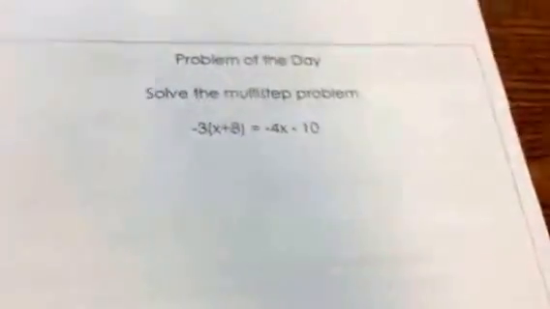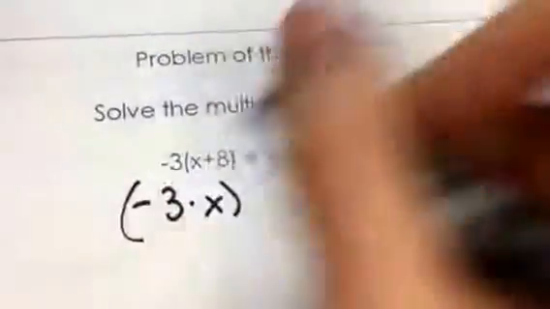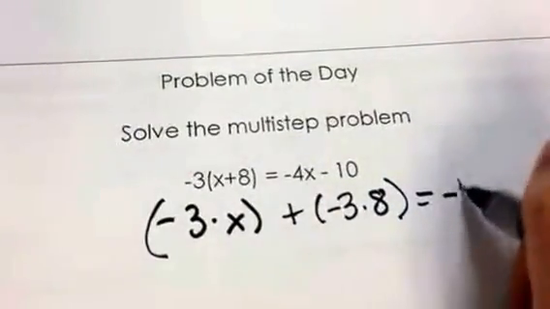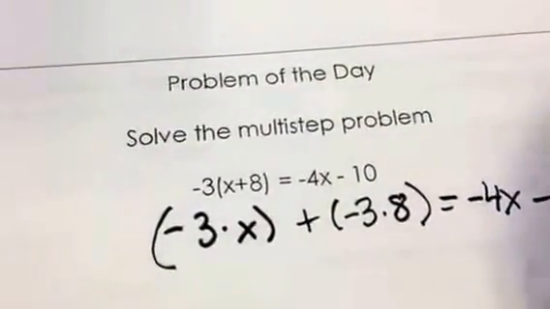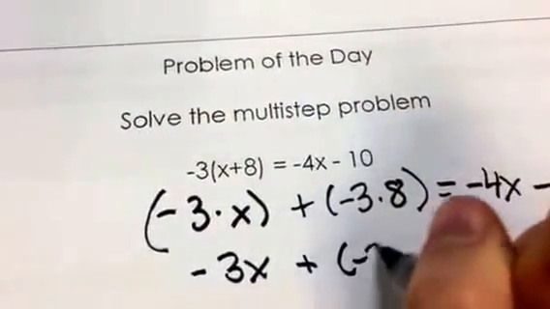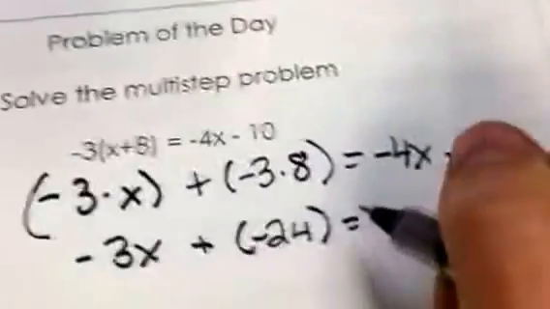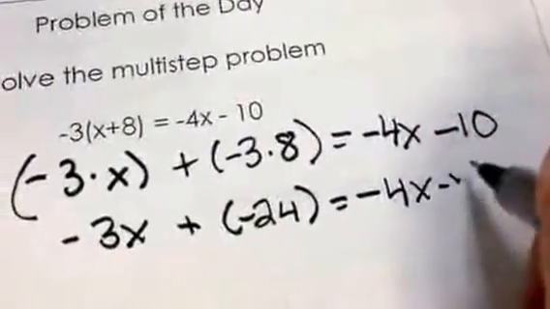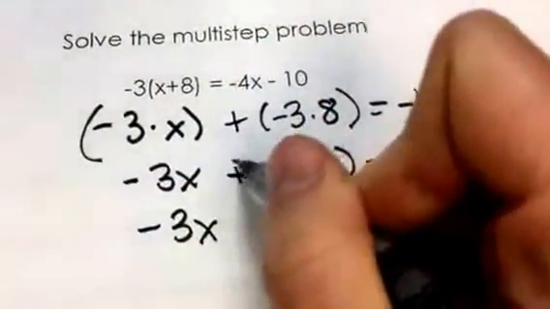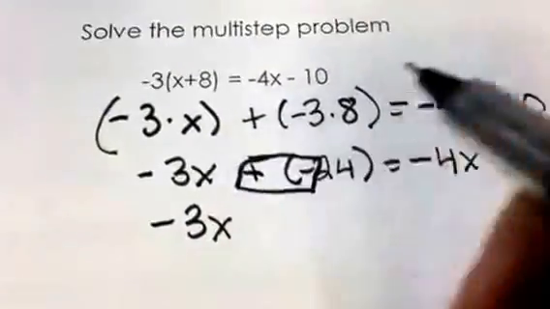Okay, so we're going to start today by solving multi-step problems. So this says negative 3x plus 8 equals negative 4x minus 10. So I'm going to do negative 3 times x plus negative 3 times 8 equals negative 4x minus 10. So I distributed. I'm going to simplify my distributing. Negative 4x minus 10. I'm actually going to rewrite this one more time because I know that this plus a minus is really going to turn into a minus.